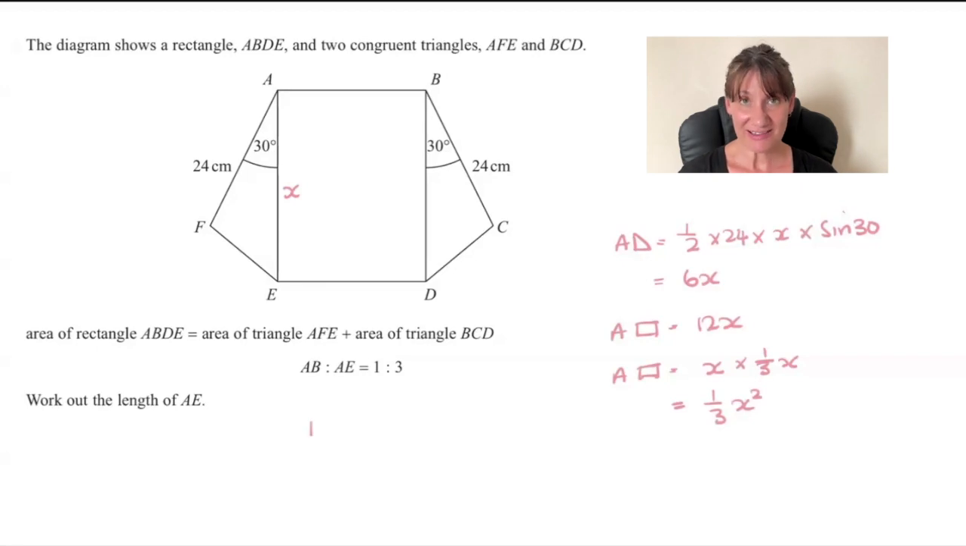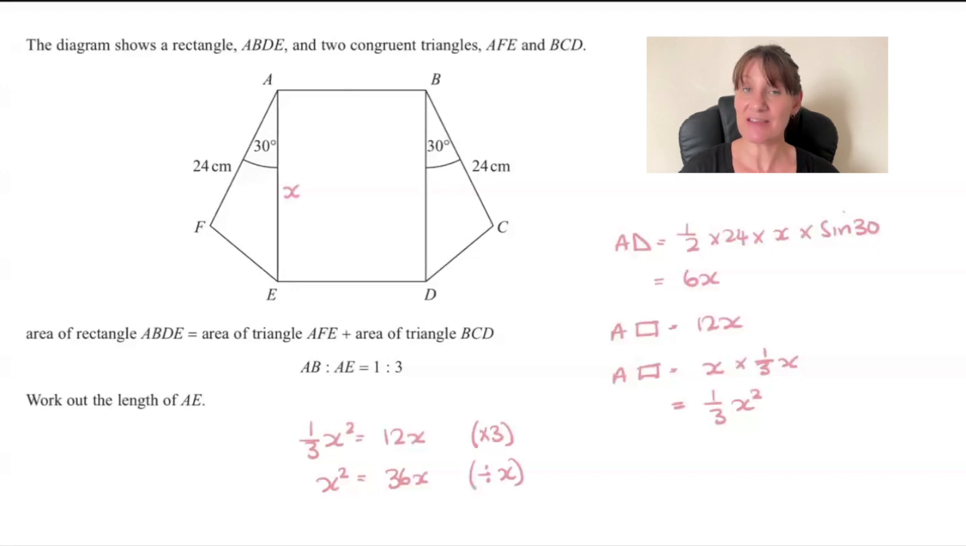So I'm going to set down what we know. A third x squared is equal to 12x. I want to work out what x equals, so I now need to start eliminating parts of this. So I'm going to times through by 3 to get rid of the divide. That will give me x squared equals 36x. And now if I divide through by x, my x squared will reduce by 1 power to leave me x, and my other x cancels out to leave me 36. So x is equal to 36.